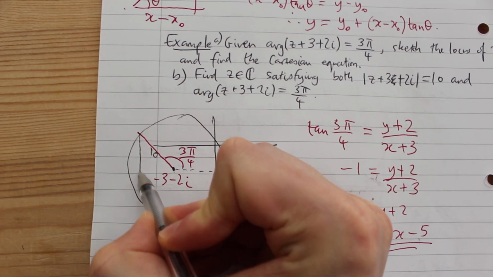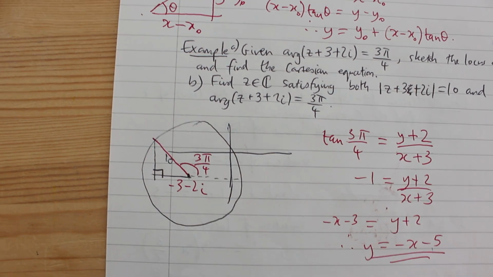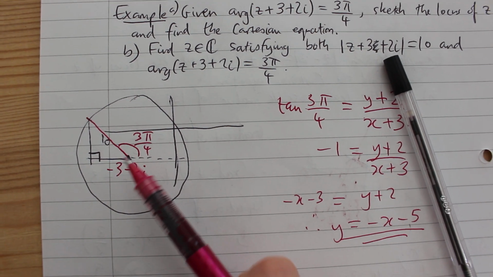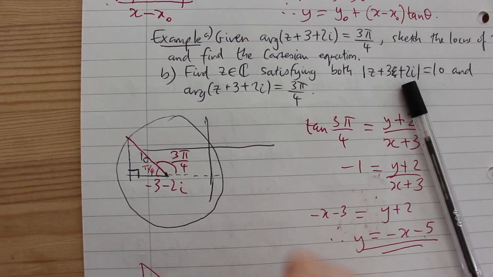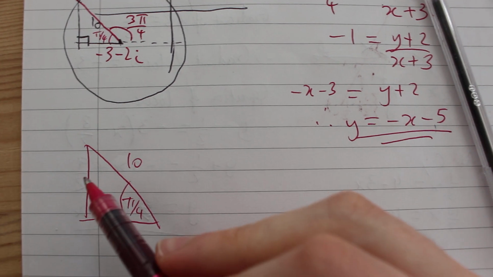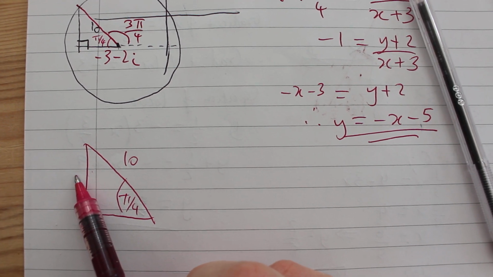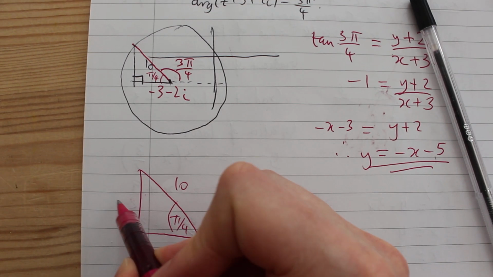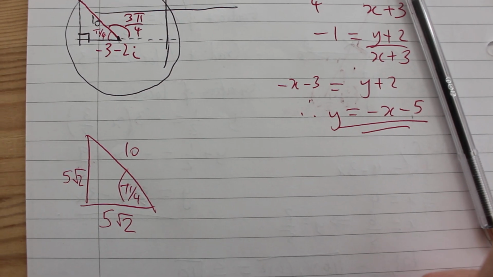and if we extend this dashed line backwards, we have a right-angled triangle here where we know the hypotenuse and we know this angle here. This angle is pi by 4. So we have this triangle where this is 10 and this is pi by 4, and hence we can find the other two sides in this triangle. So this is 10 sine pi by 4, which is 5 root 2, and this is 10 cos pi by 4, which is also 5 root 2.